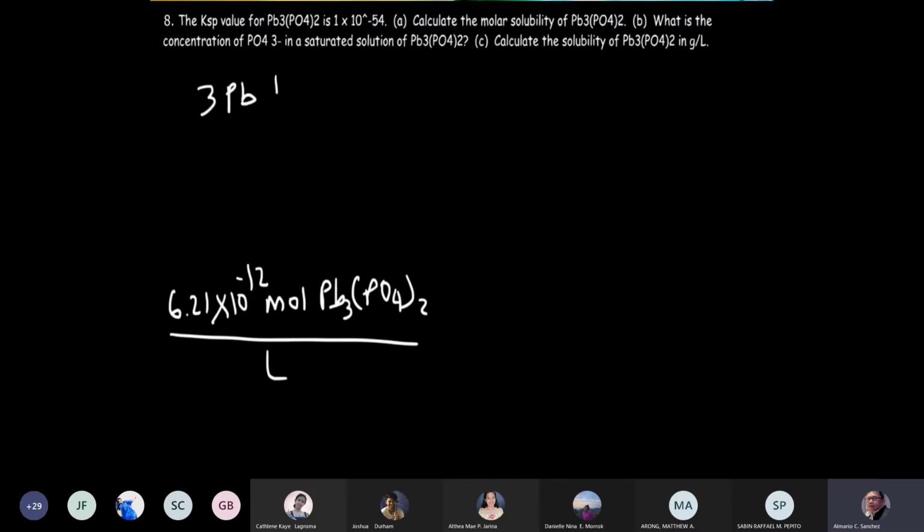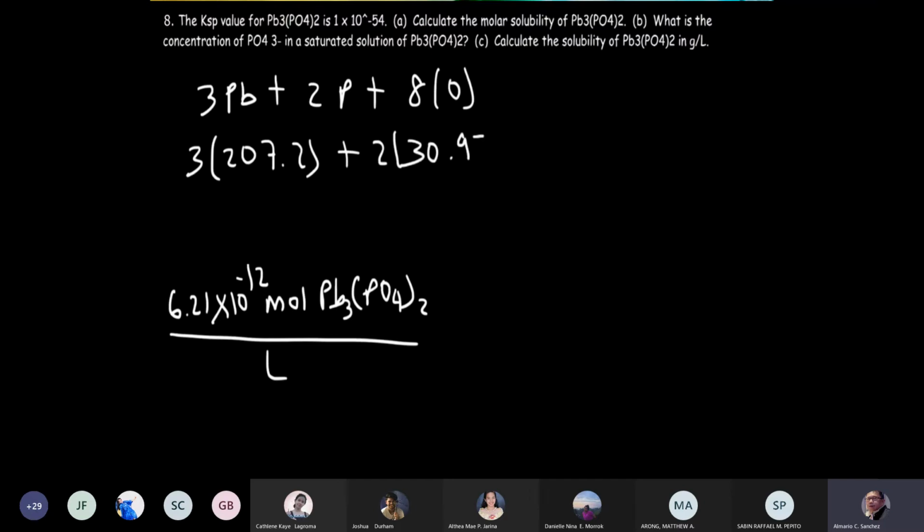So there's 3 lead atoms, 2 phosphorus atoms, and 8 oxygen atoms. Now the molar mass of lead is 207.2, for phosphorus it's 30.97, and for oxygen it's 8 times 16. So let's go ahead and plug in these numbers. So this is 811.54 grams per mole.